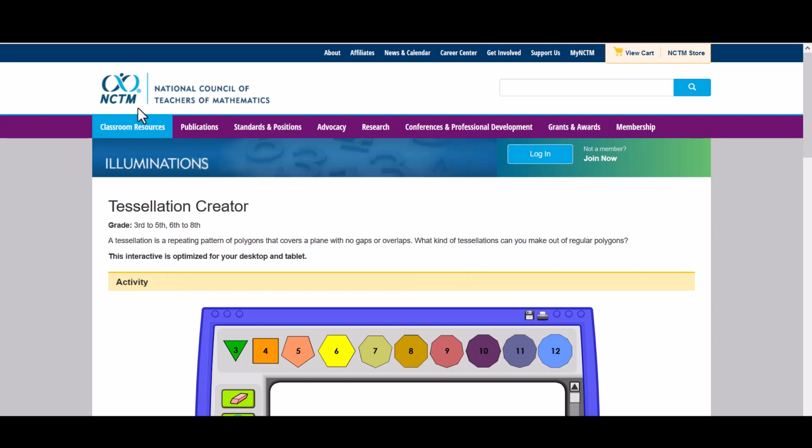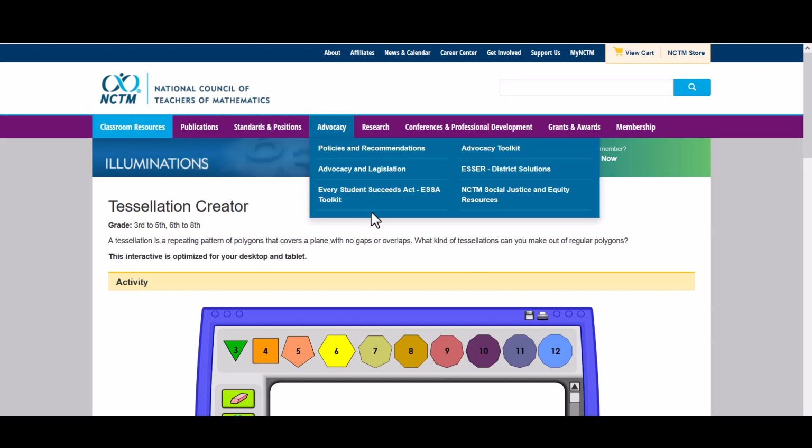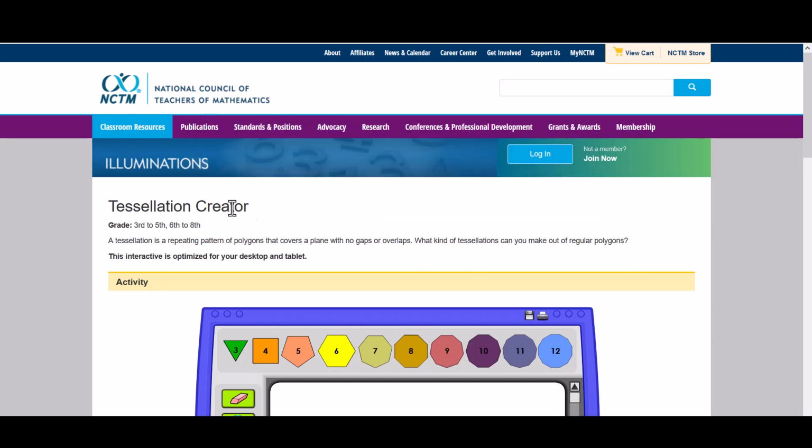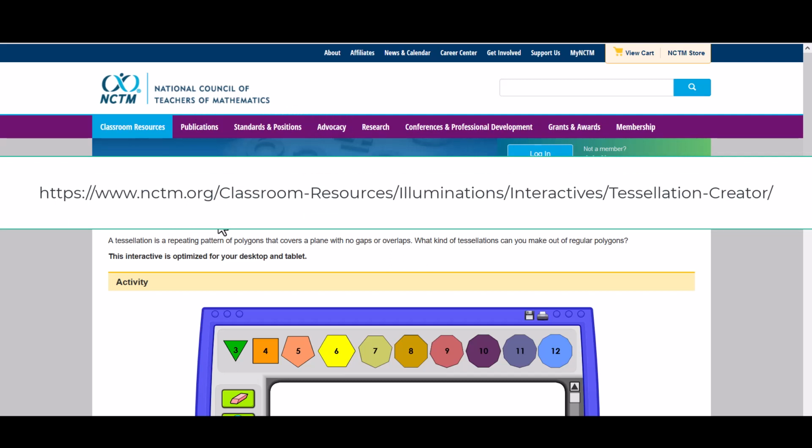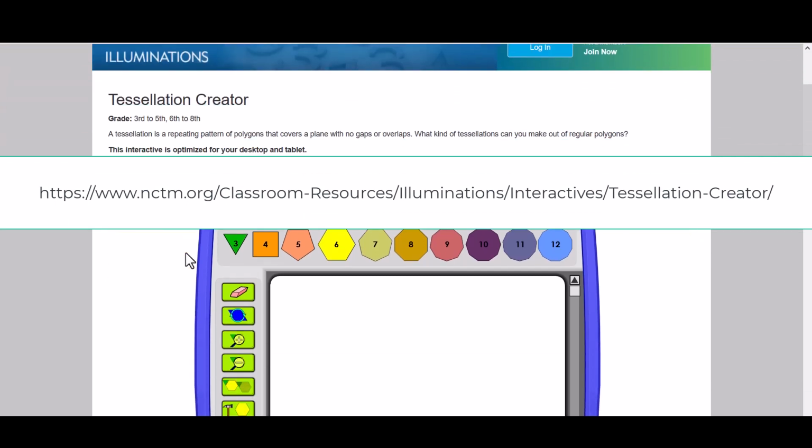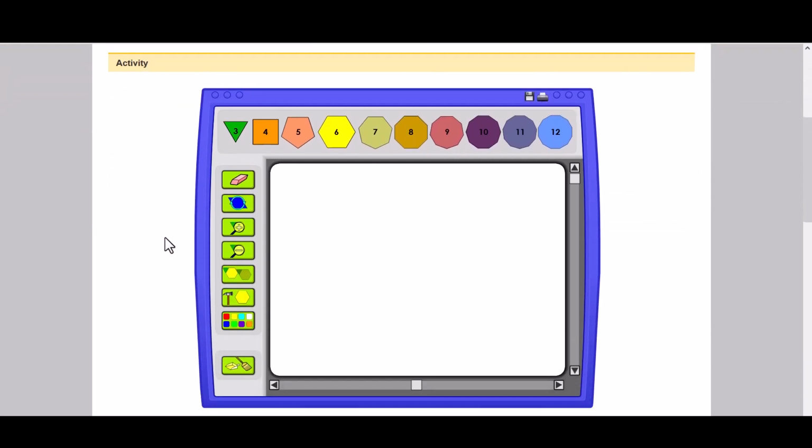This website here is provided by the National Council of Teachers of Mathematics, and it has a free tessellation creator that's an interactive activity that kids can play with. They may have a firewall and would be unable to get to this, but possibly not. And if not, this is just a great tool for the kids to play and make tessellations and patterns.